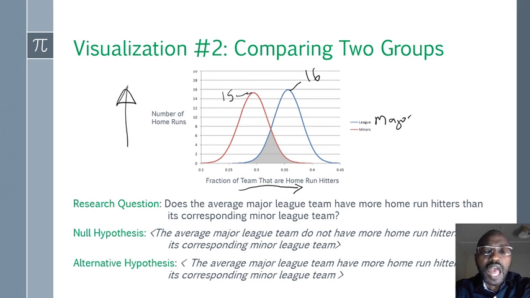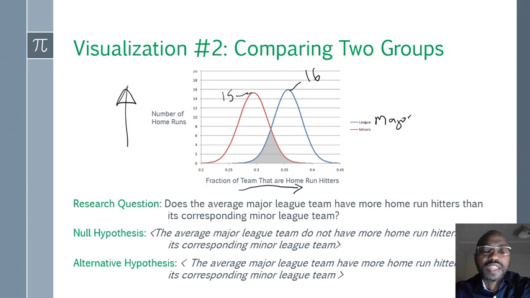As such, our null hypothesis must be written in such a way that we can reject it, and the alternate hypothesis confirms what we observed there: that the average of the major league is higher than the average of the minor league, which means there is a difference between the two.